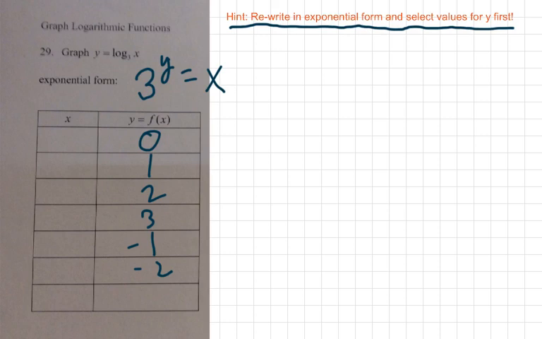So 3 to the 0 power is equal to 1. 3 to the first power is equal to 3. 3 to the second power is equal to 9. 3 to the third power is going to be equal to 27. 3 to the negative first power is going to be 1 over 3. And 3 to the negative second power is going to be 1 over 3 squared, which is 1 over 9. So I have all of those points. I'm going to draw a quick graph here.